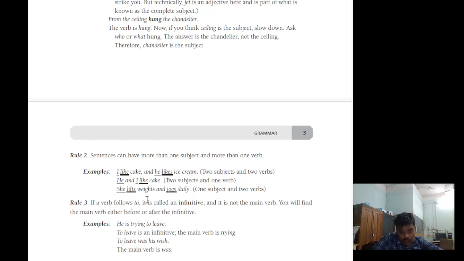If a verb follows to, it is called an infinitive. To live was his wish. The main verb is was. To live is the infinitive.